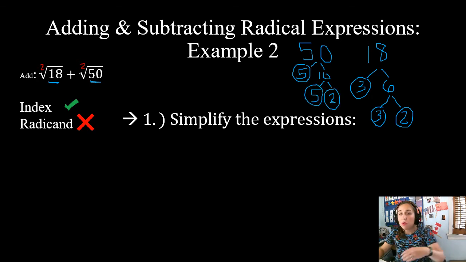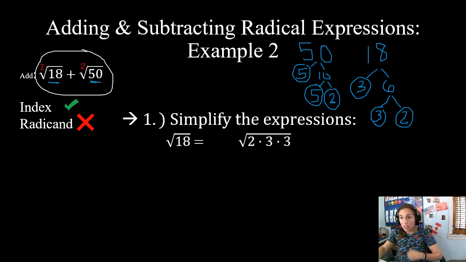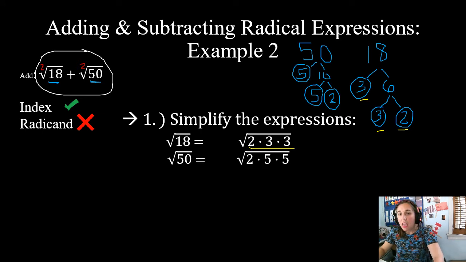All right, so now I'm just going to rewrite my expressions here. I know that the square root of 18 is equal to 2 times 3 times 3. And how do I know that? Well, that's just the factors that I was given, right? 2 times 3 times 3. And I know that the square root of 50 is equal to 2 times 5 times 5. That's why I did those factor trees.